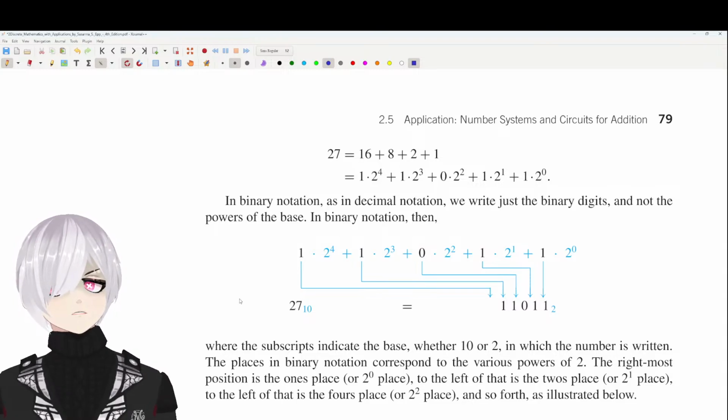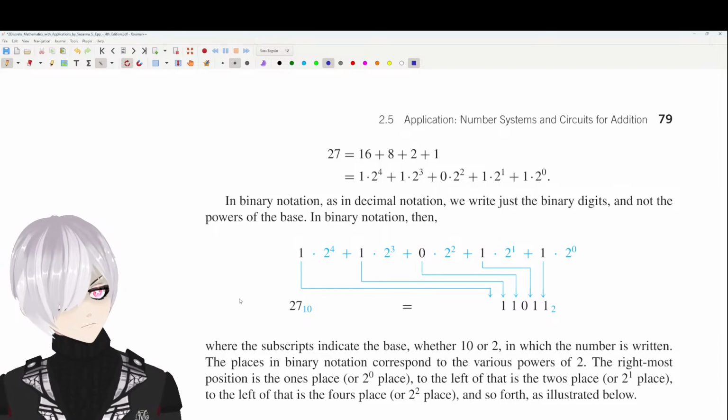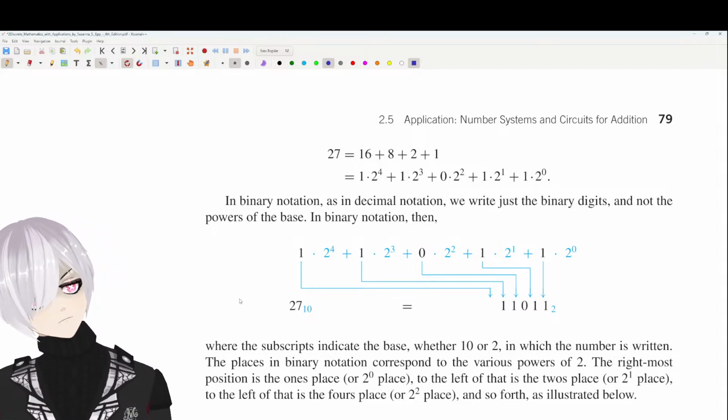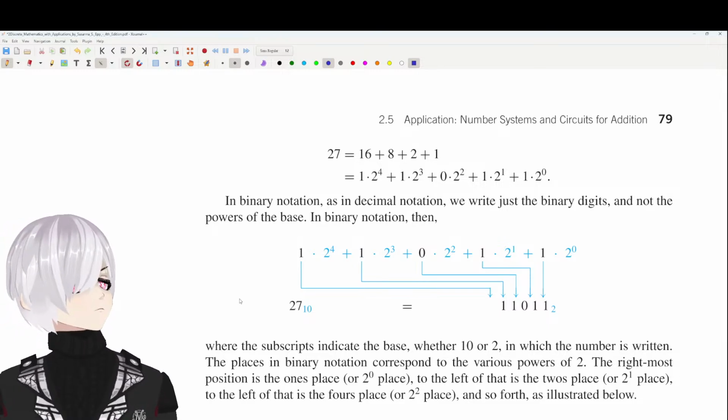With the binary system, it's the same thing, but with powers of 2. So the rightmost place is the ones place, which is 2 to the 0. The one to the left of that is the twos place. And to the left of that, we've got the 2 squared place, the fours place.